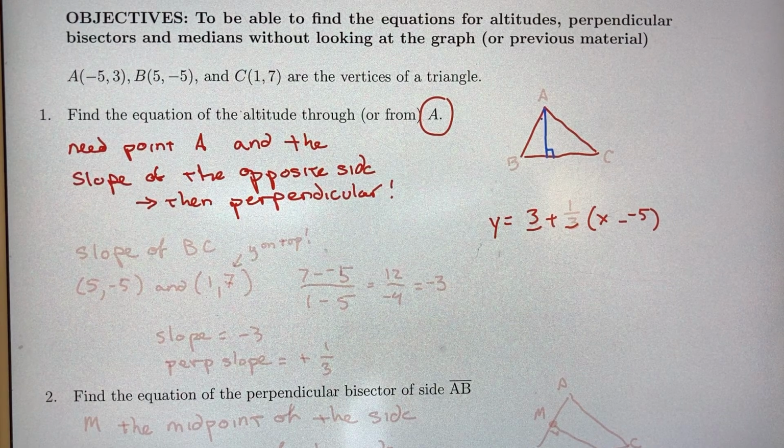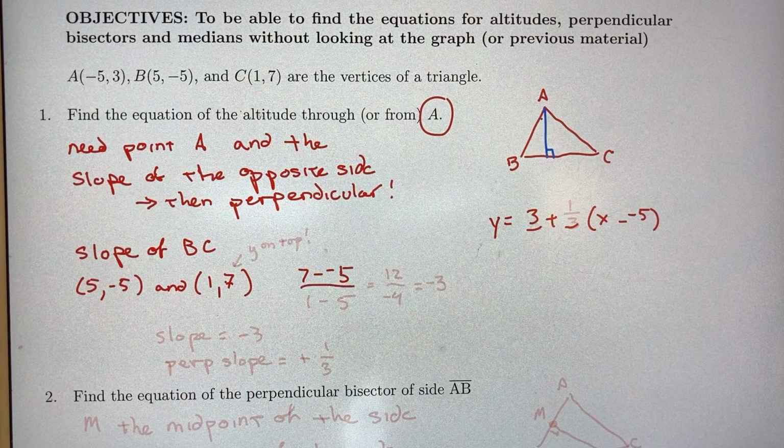Okay, so the opposite side, if this is A, then BC is the opposite side. So slope of BC, I'm going to just write B and C down again. We've been doing slope for a while, y2 minus y1 over x2 minus x1. Make sure you put the y's on top.